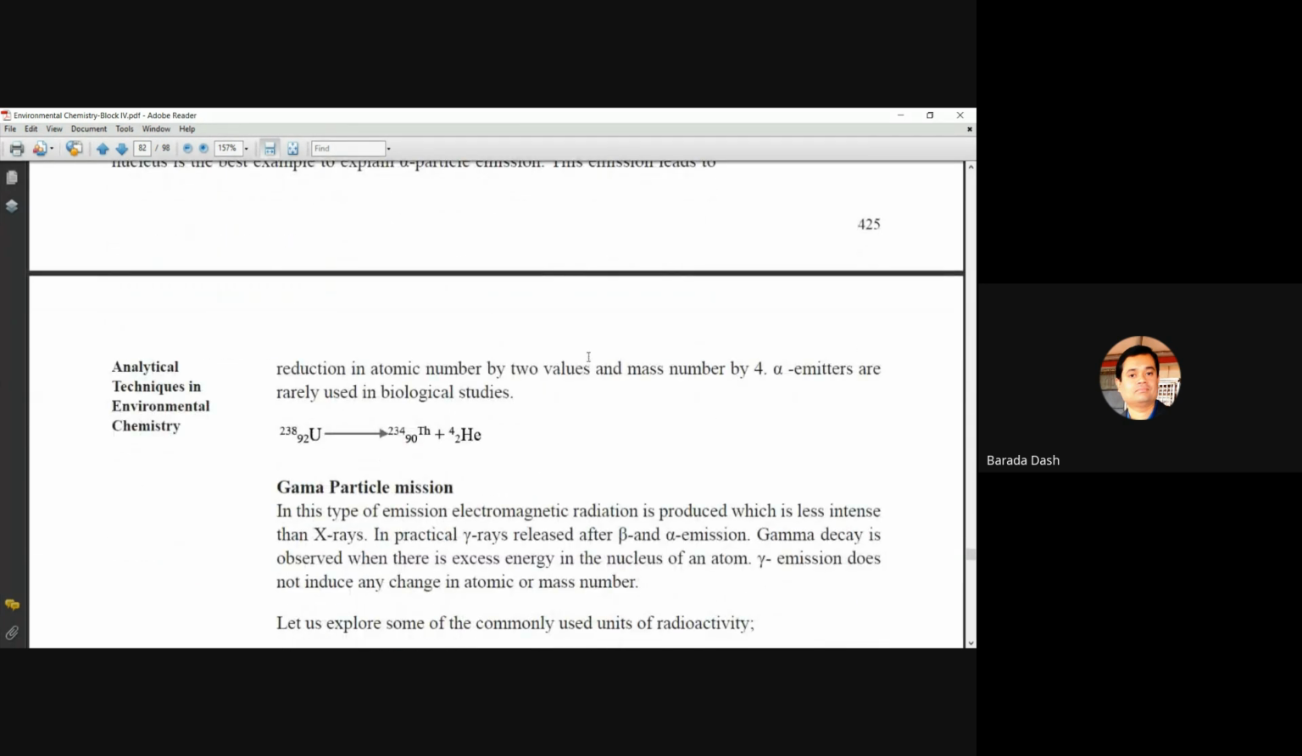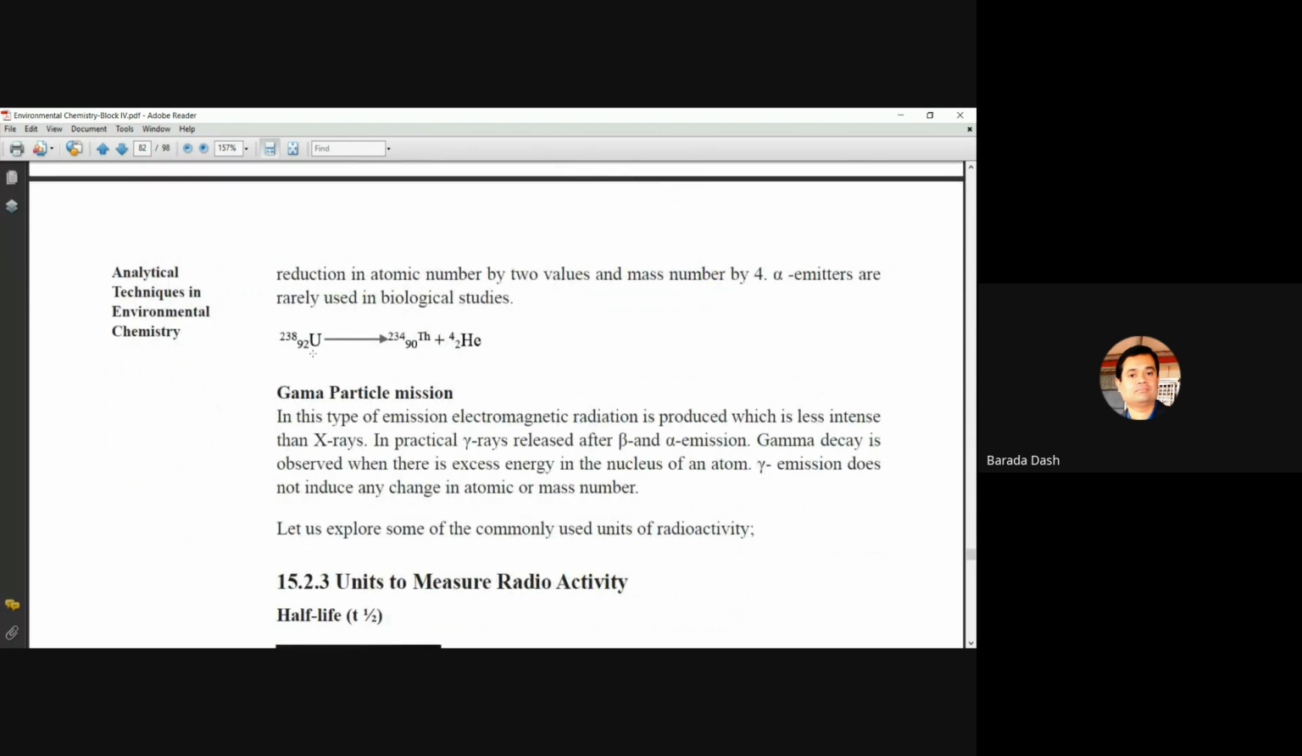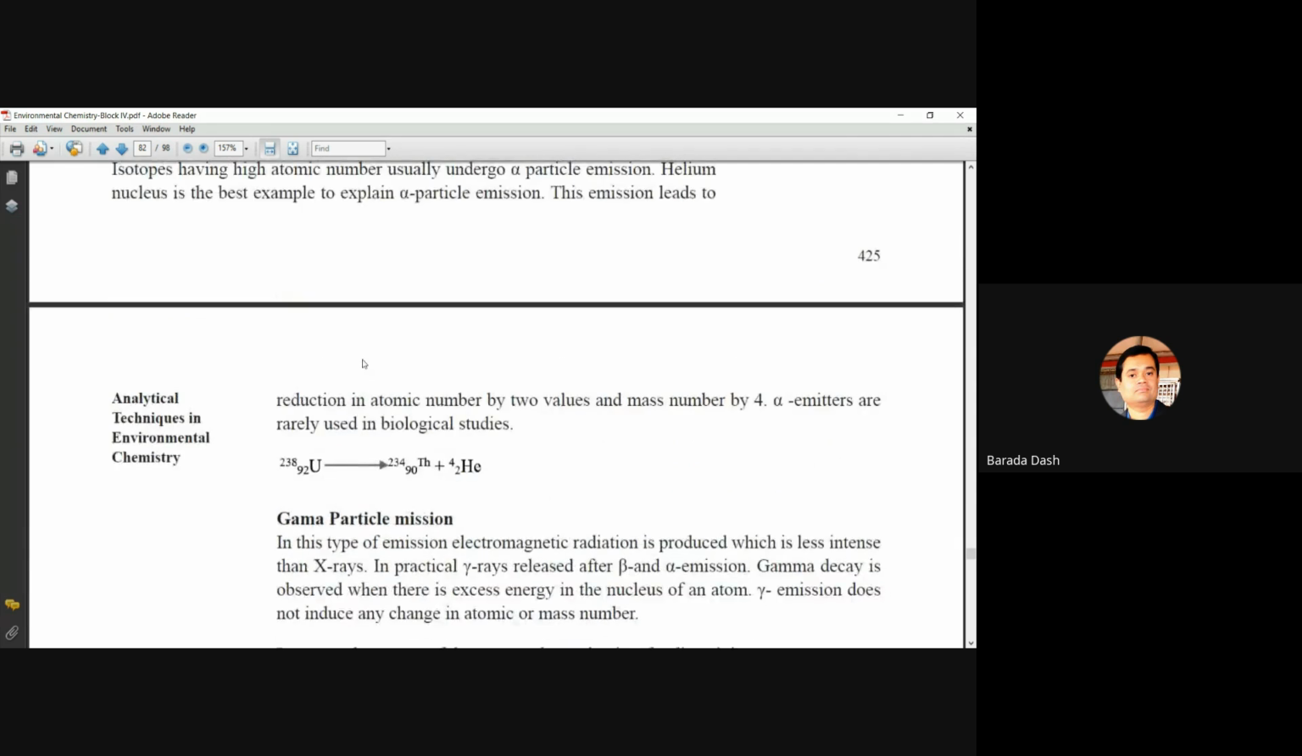Alpha particle emission: uranium 238 (92U238) gives thorium 234 (90Th234) with helium (2He4), which is the alpha particle. An alpha particle has mass 4, charge 2. Uranium is an alpha emitter. Gamma emission doesn't involve any mass change. So there will be no mass change, unlike here where uranium is converted to thorium. A gamma emitter will not change its mass.